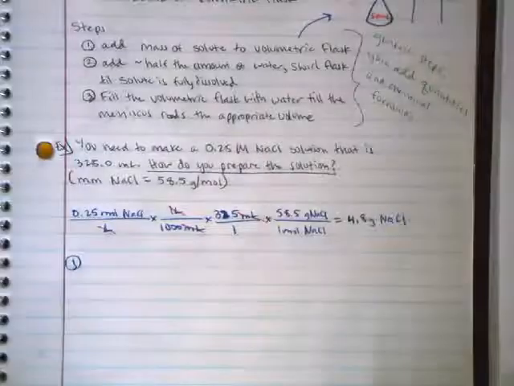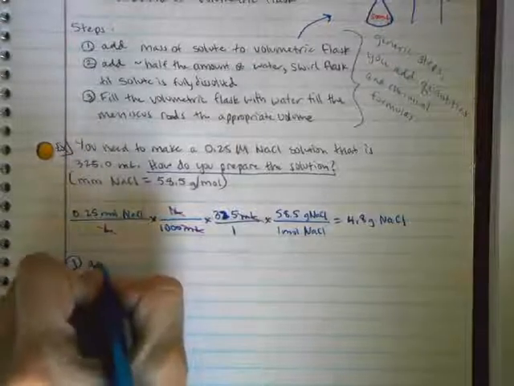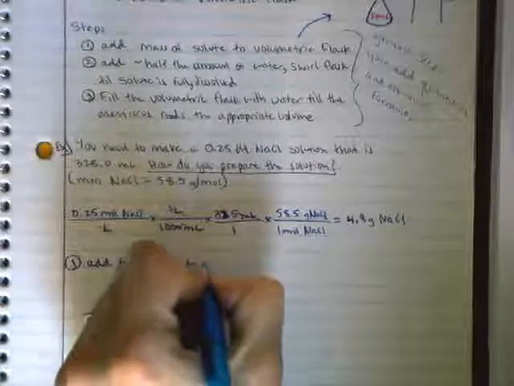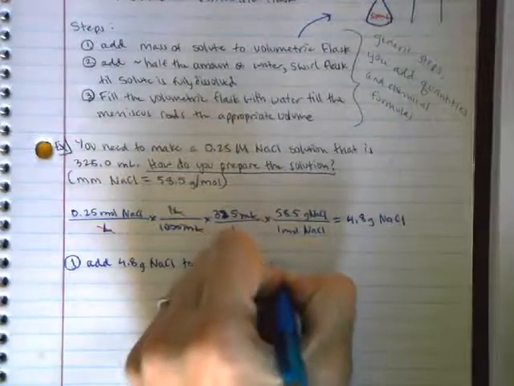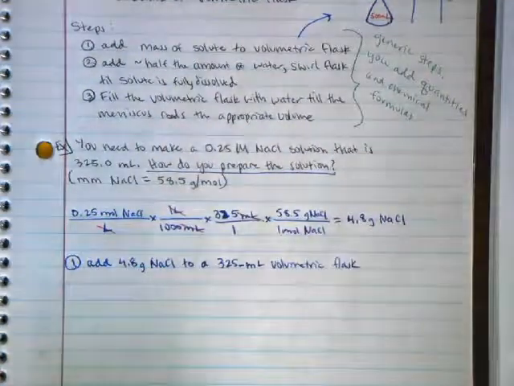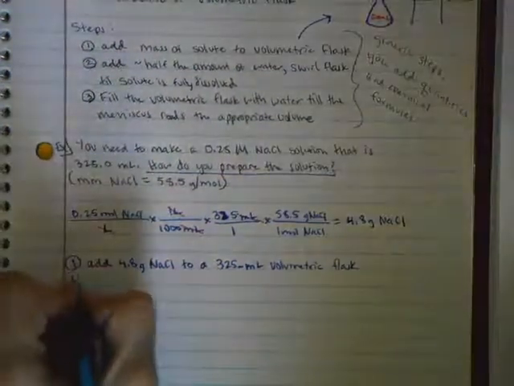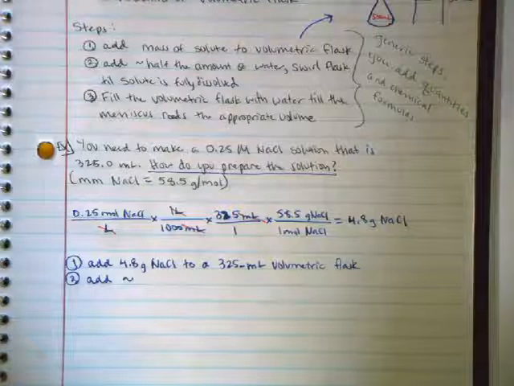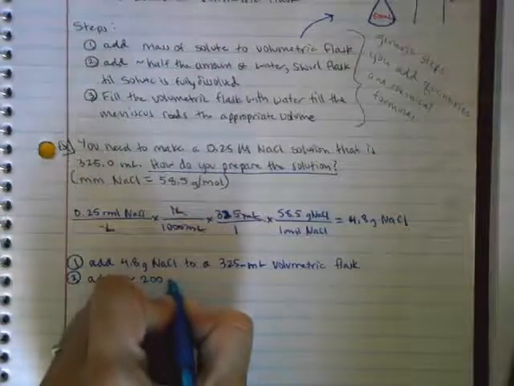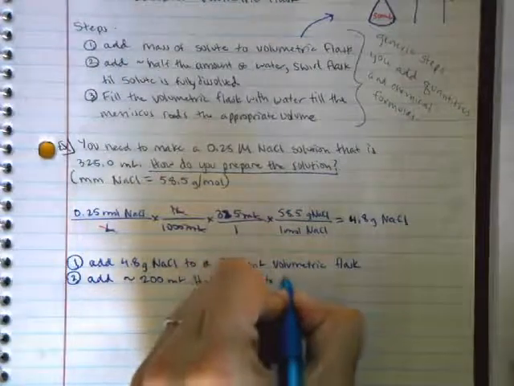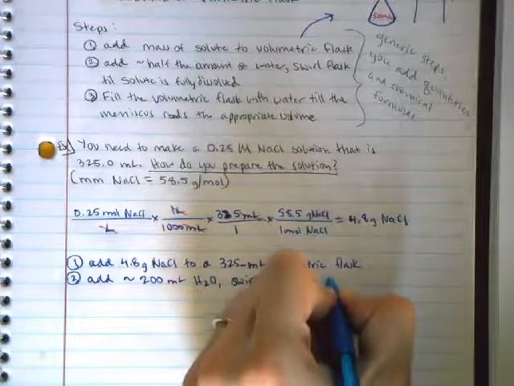So here's how I would do that. Step 1, I would say add 4.8 grams NaCl to a 325 milliliter volumetric flask. You want to be really specific about your glassware. And then I would say step 2, add approximately, maybe like 200 milliliters H2O. Swirl to dissolve the NaCl.